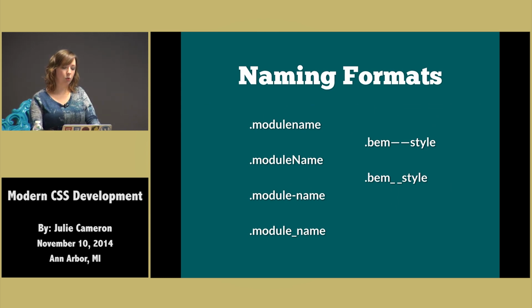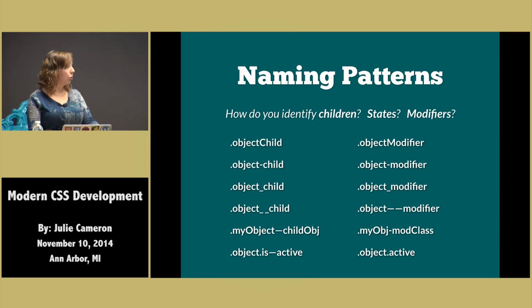But like I said, you also have to think about how you're going to identify your children and your states and modifiers. Will you lowercase your object and then make your child a camel case thing? Will you separate it by a dash, or will you separate it by an underscore? These are helpful decisions to make, because once you have the consistency, it makes reading the code, parsing it and understanding it very quickly super easy to do.